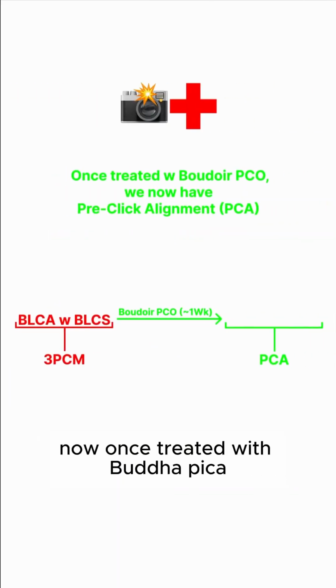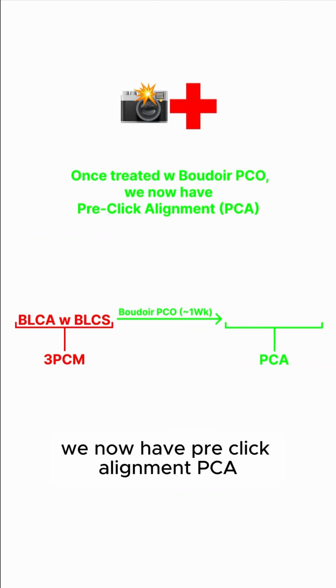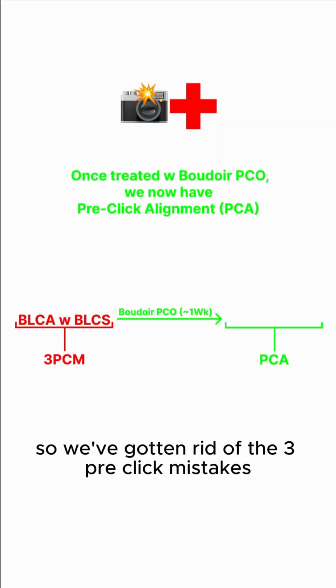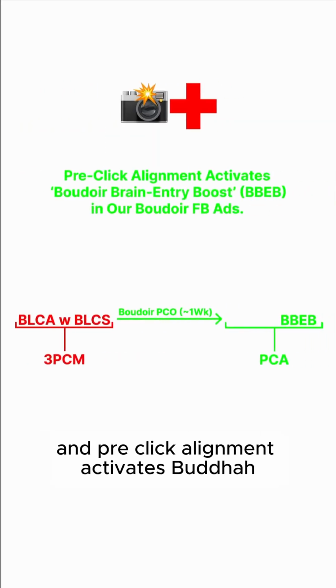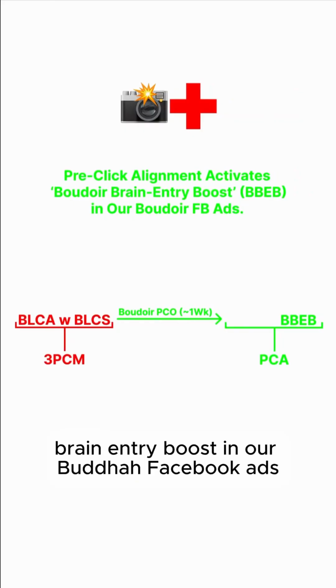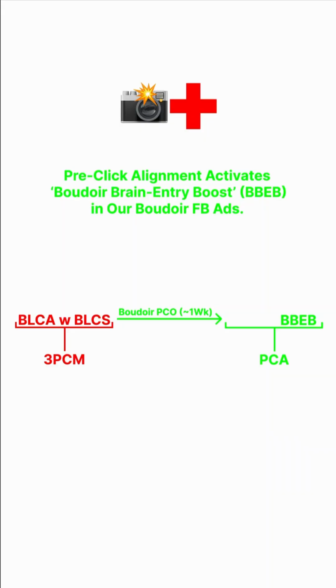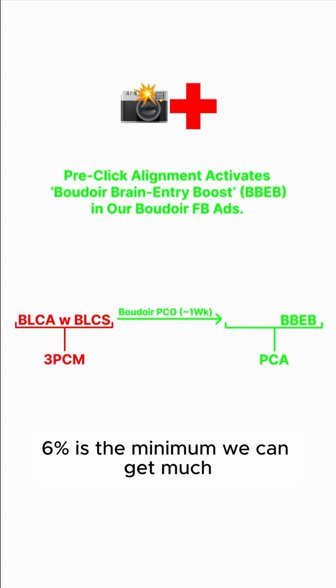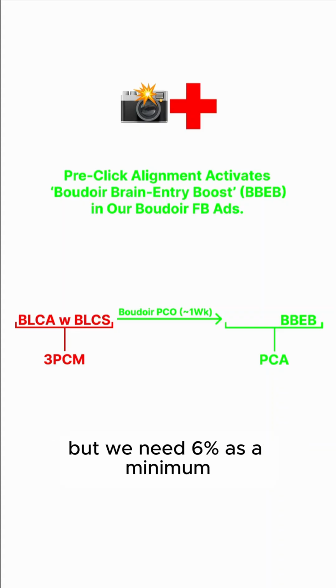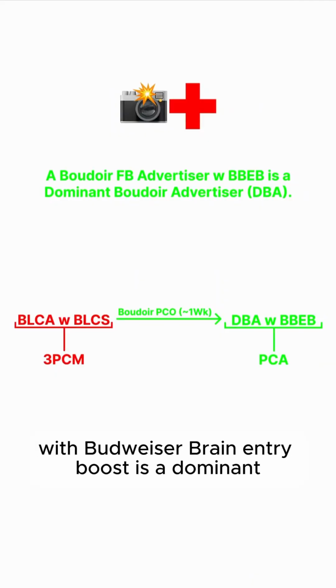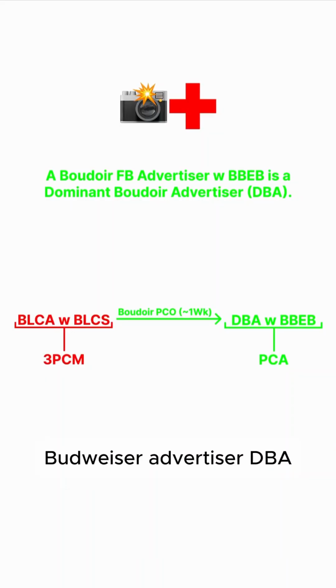Now, once treated with Boudoir Pico, we now have pre-click alignment, PCA. So we've gotten rid of the 3 pre-click mistakes. We now have pre-click alignment. And pre-click alignment activates Boudoir brain entry boost in our Boudoir Facebook ads. Basically, we got our unique CTR all above 6%. That's where we need to be, that's literally the minimum. 6% is the minimum. We can get higher than that, but we need 6% as a minimum. And a Boudoir Facebook advertiser with Boudoir brain entry boost is a dominant Boudoir advertiser, DBA.